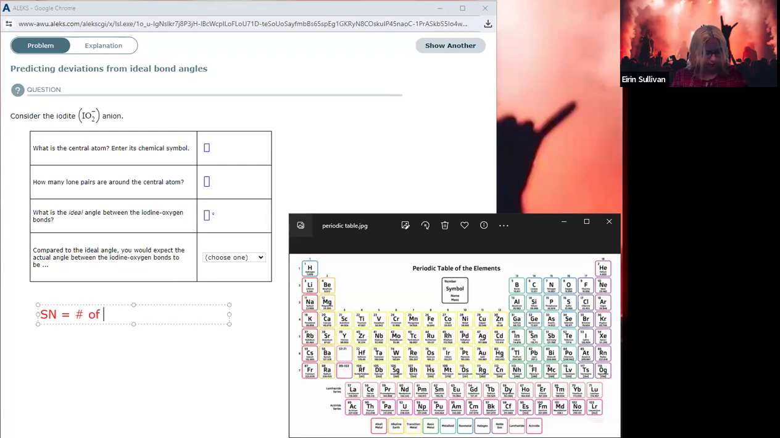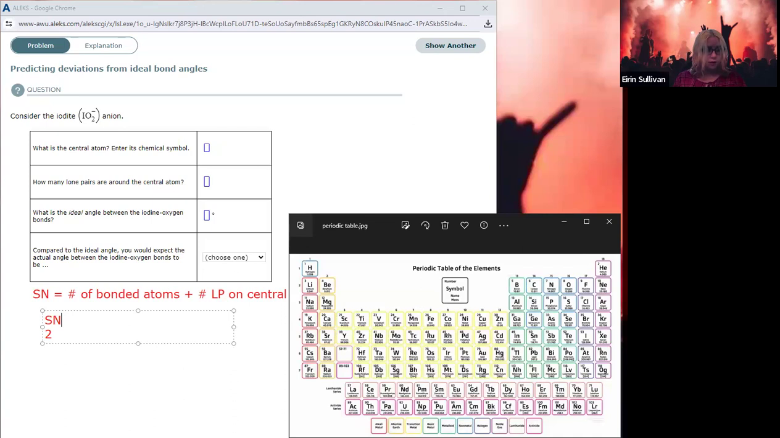So it's the number of bonded atoms, doesn't matter if it's double, triple, single bonds, whatever, plus the number of lone pairs of the central atom. So you're just adding together how many things you have to fit in three-dimensional space around your central atom. And then your steric number is going to directly correlate to your electron group geometry.